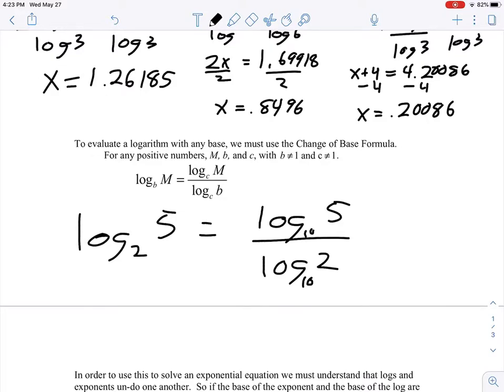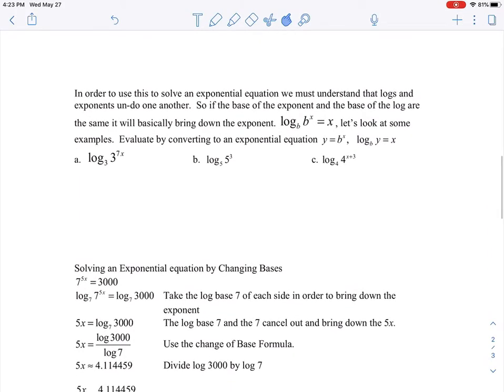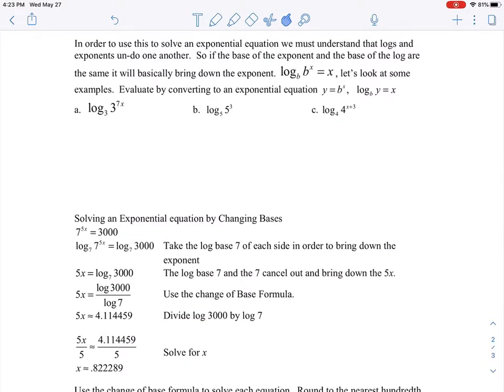Log of 5 divided by log of 2, and we get 2.322, round to 2 decimals. Good. Okay, so we're going to use that change of base and all kinds of stuff. Take a look at this. If we're solving using this technique, we'll use change of base. Watch how this works right here.